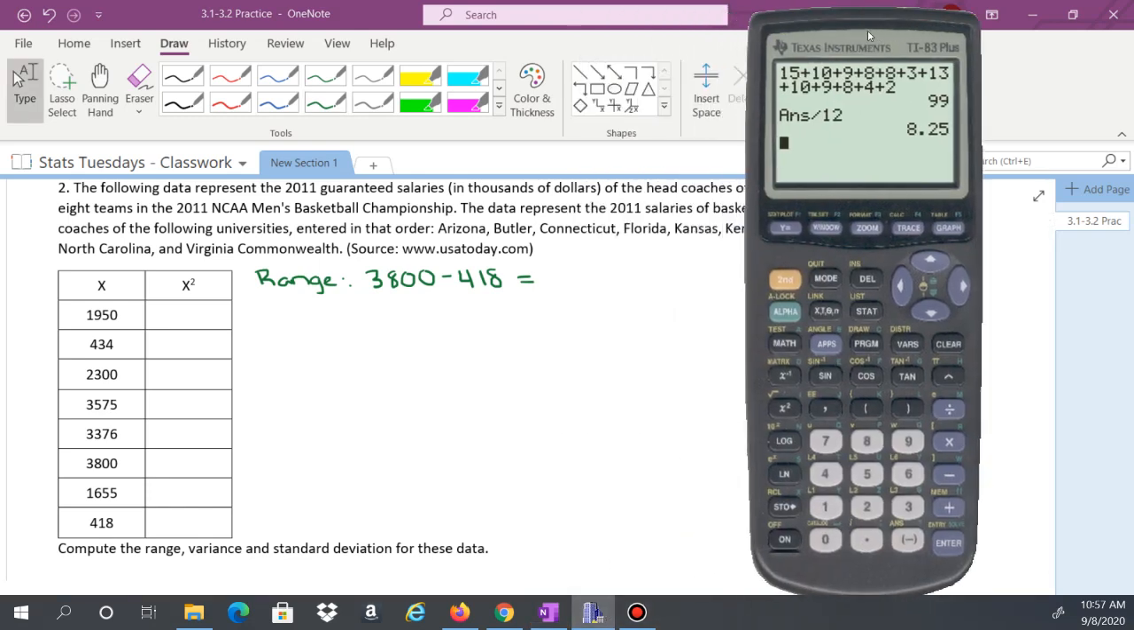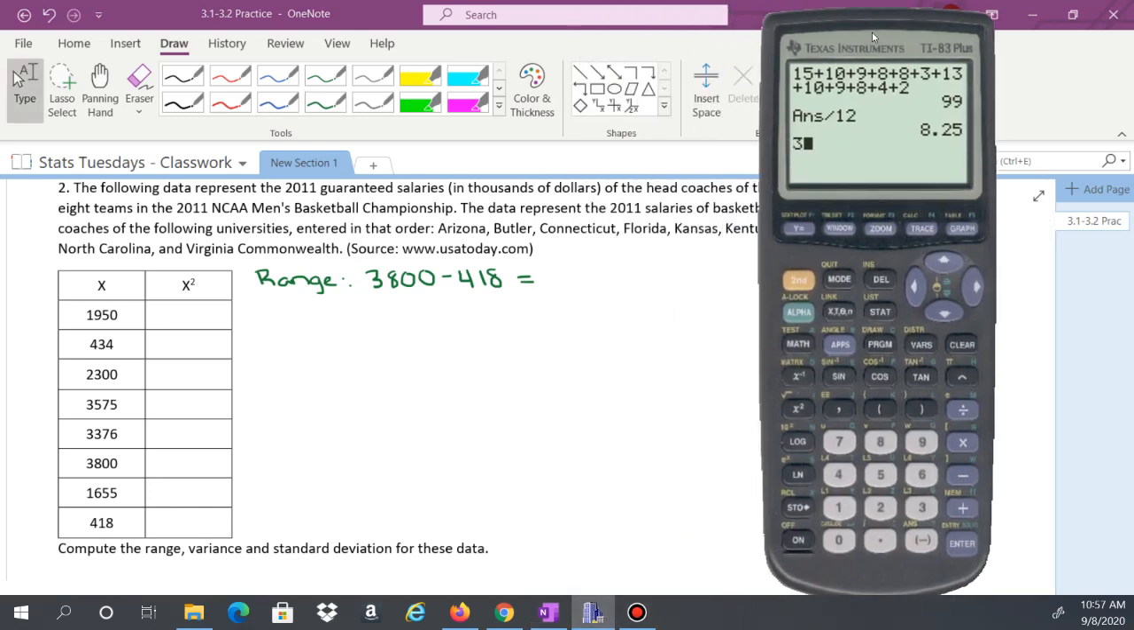And they're cutting other sports currently with like $500,000 budgets. Okay, so 3382, that's going to be your range.